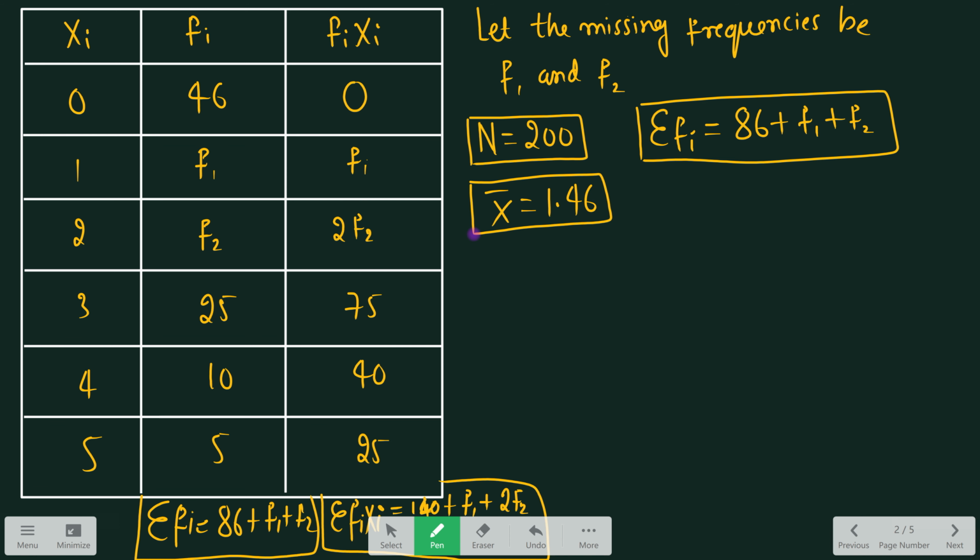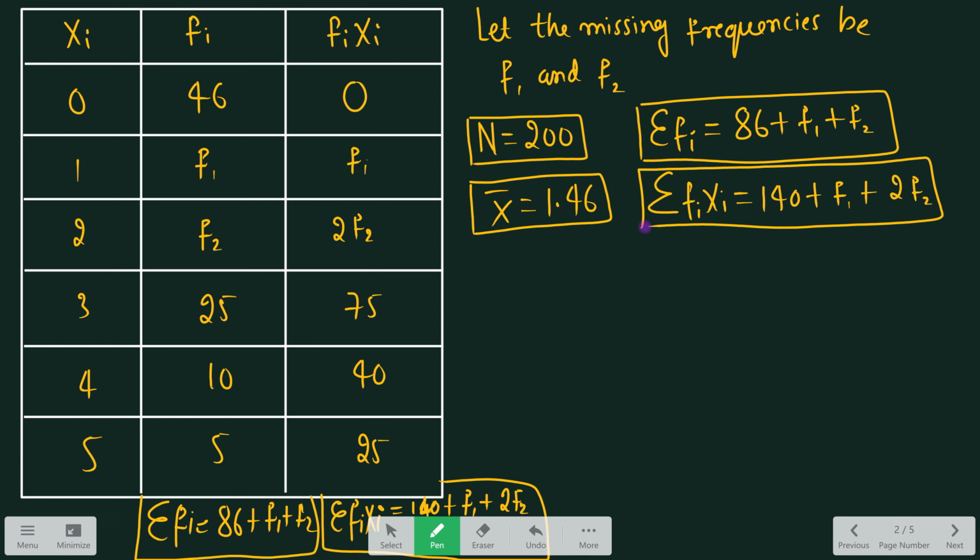Then what they have given? They have given sigma Fi Xi, just we have found. Sigma Fi Xi is going to be 140 plus F1 plus 2 F2. Okay, students. So these are all points we have just found and in the given. Now we are going to go for the formula.